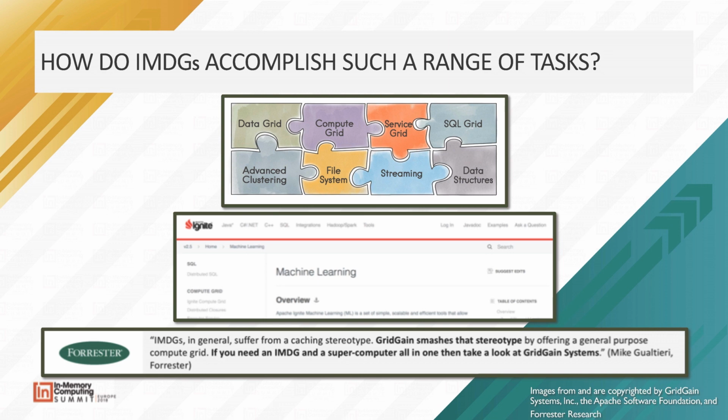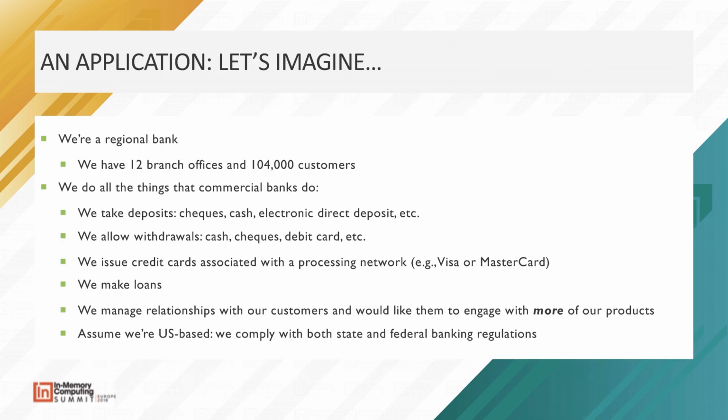I just took this screenshot from the Apache Ignite website, and I took a Forrester Research review of GridGain in particular, and it says, oh, well, IMDGs in general suffer from a caching stereotype. Yep, I mean that's Coherence. But GridGain smashes that stereotype by offering a general purpose compute grid. If you need an IMDG and a supercomputer all in one, then take a look at GridGain. This functionality is great, but it's actually not unique to GridGain, right? Other in-memory platforms do similar things.